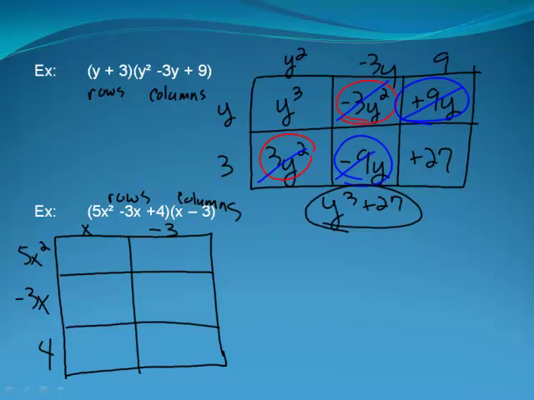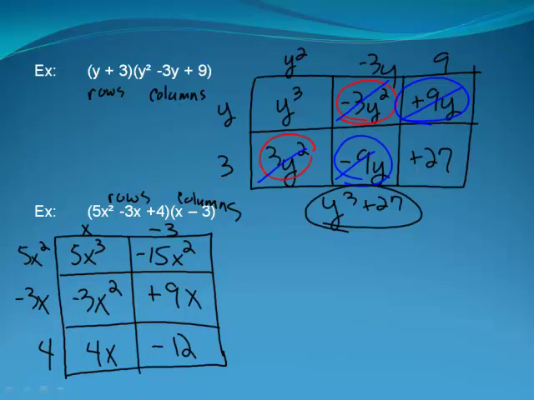Okay, and do your multiplication steps. We've got 5x squared times x is 5x cubed. We've got 5x squared times minus 3 is minus 15x squared. We've got negative 3x times x is negative 3x squared. We've got negative 3x times negative 3. Negative times negative is a positive 9x. We've got 4 times x is 4x. And we've got 4 times minus 3 is negative 12.